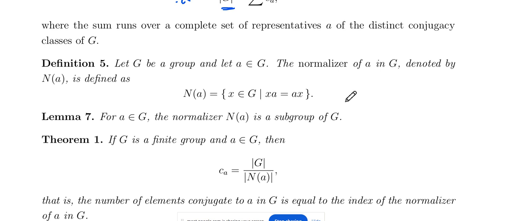And another very important definition here: G be a group and A belongs to G. How do we define the normalizer of A in G? It is denoted as N of A, the normalizer of A. That is, the normalizer of A means every element of G that commutes with A. The commutative property, AB equal to BA. That is, every element X belongs to G.